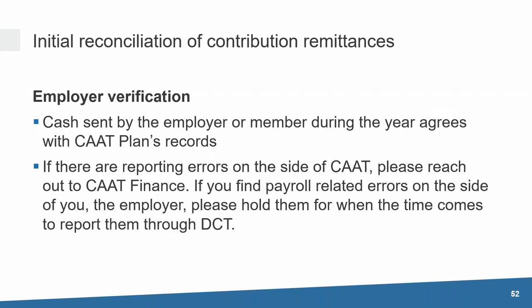In summary, the key verification items will be to confirm that the cash sent by the employer agrees with CAT's records. If there are reporting errors on the side of CAT, we ask that you reach out to CAT Finance. However, if you have payroll-related errors on the side of you, the employer, we do ask that you hold on to them for when the time comes to report them through DCT. If discrepancies are apparent, please reach out with your concerns. Otherwise, no confirmation is required if your data agrees with your records.